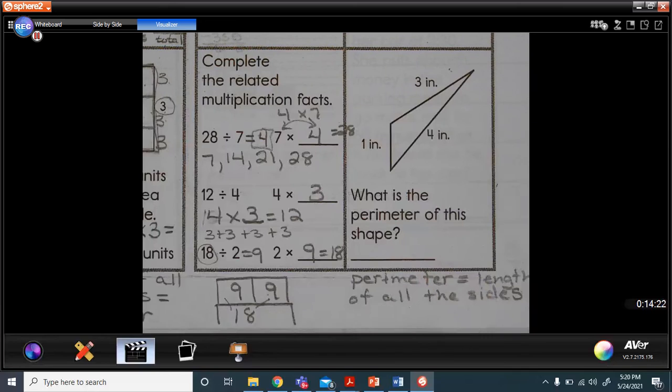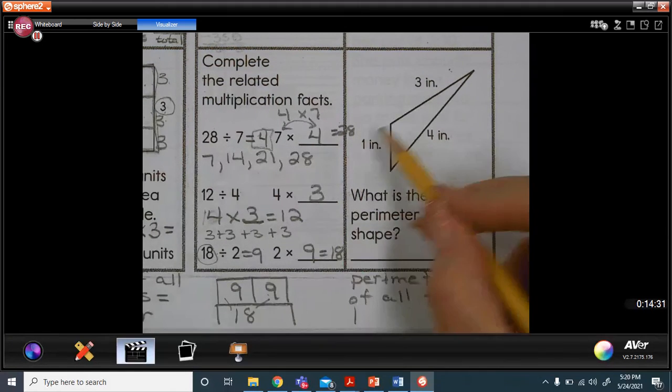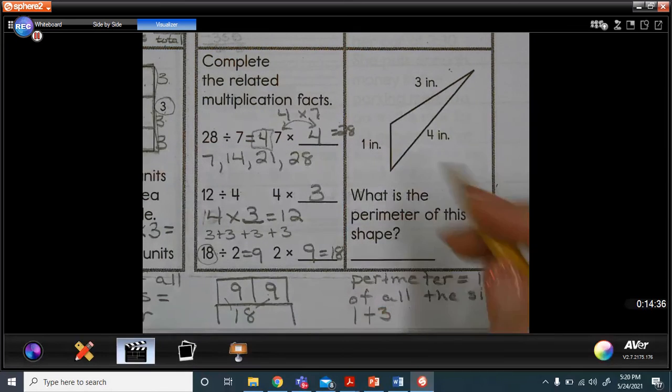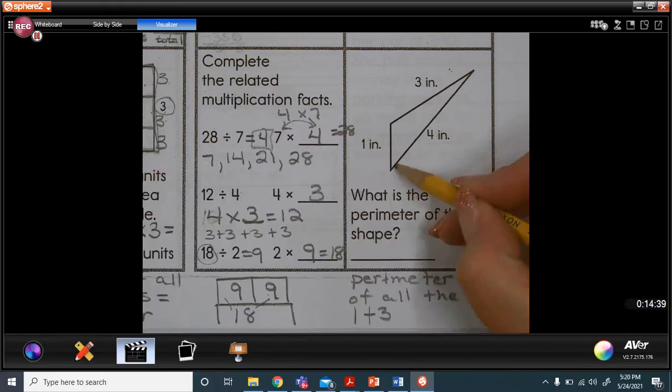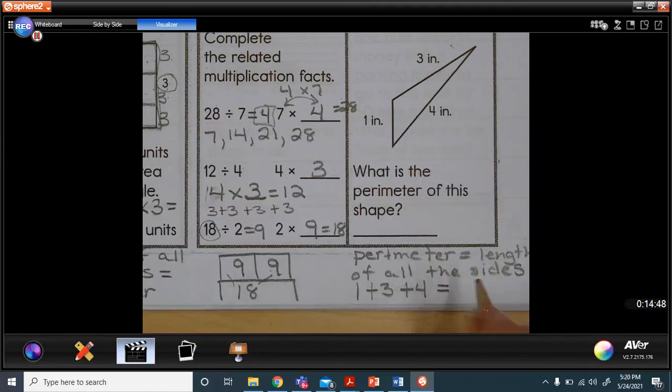So what I'm going to do is I'm going to add all the sides, and this is 1 inch here. The length of this line right here is 3 inches. The length of this line right here is 4 inches. And now when I put all the lengths together, I'm going to add them to find the length of all of them as a total sum. So 1 and 3 is 4, and then 4 and 4 more makes 8. So this is going to be a length of 8 inches.